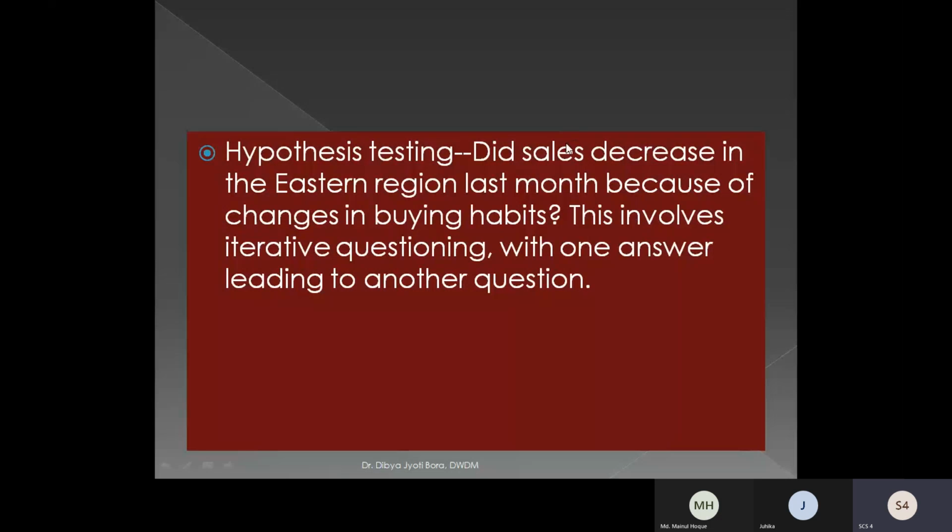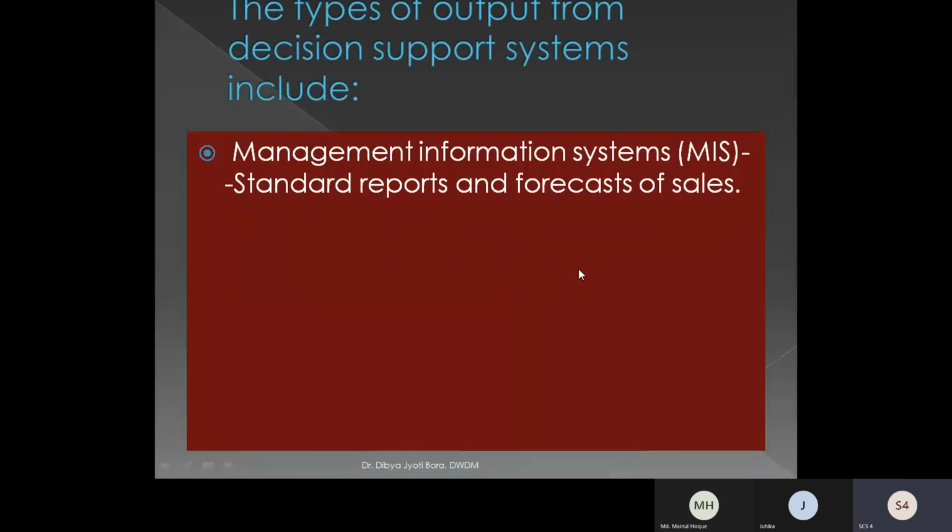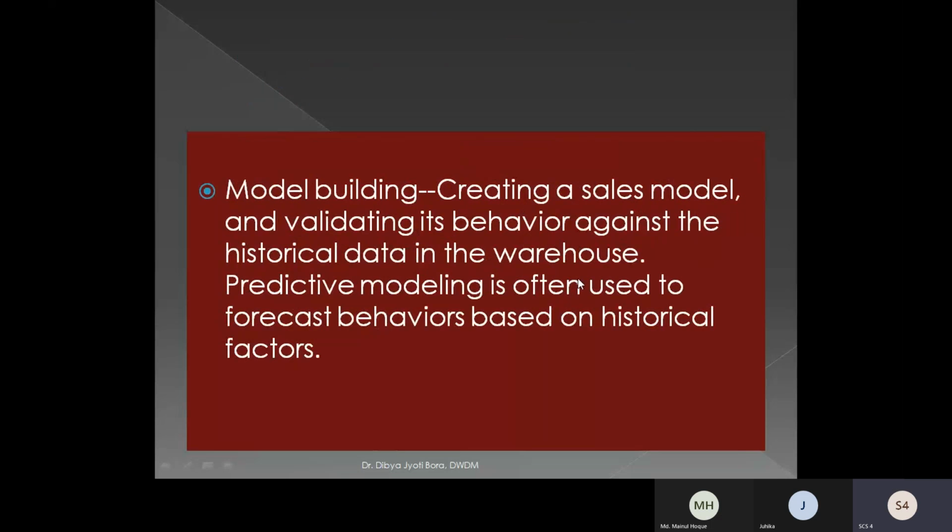So hypothesis testing: did sales decrease in the eastern region last month because of changes in buying habits? This involves iterative questioning, with one answer leading to another question. Means what? First you suppose that due to this COVID, the online shopping of this region, say the eastern region or say Guwahati, is decreasing because of the transportation problem or like that. But these things you can predict with this DSS. Okay, that is an example.